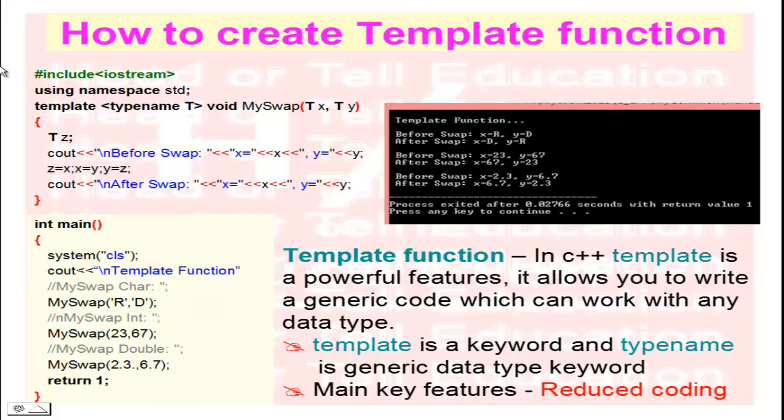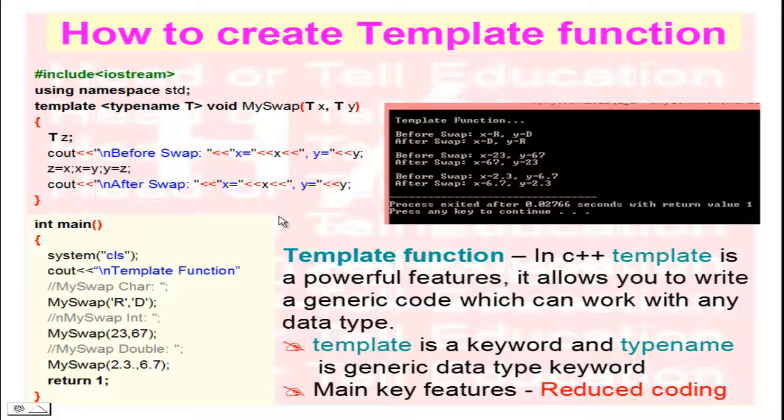Now this time we have only 4 lines, 2 brackets and one function definition name. So we have 7 lines here, but this reduced code works for all multiple data types. So this is the main benefit of the template function.